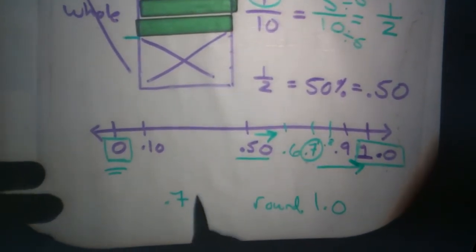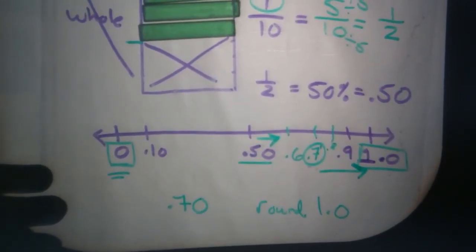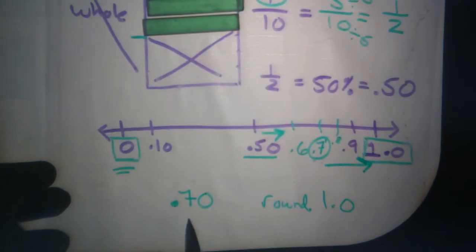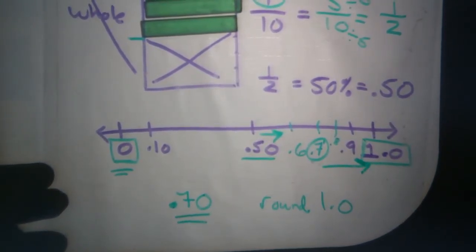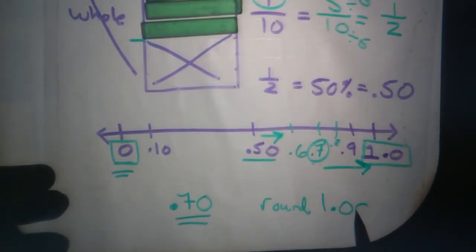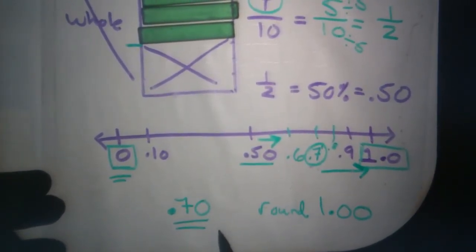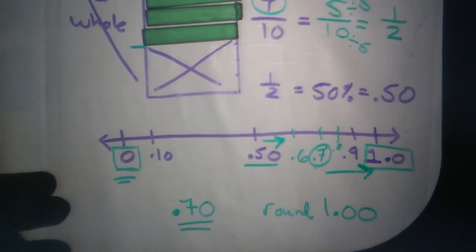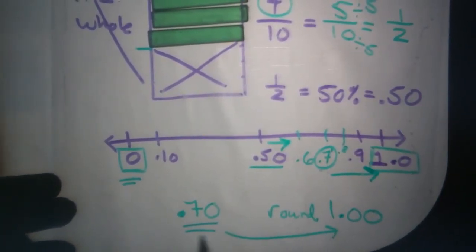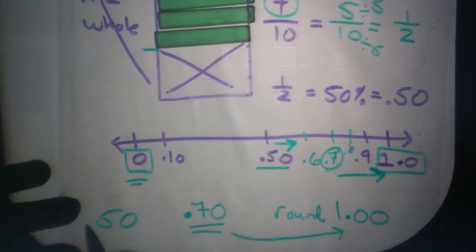If we were to round 0.7, think of this as money. You could put the 0 behind it. Think in money. This would be 70 cents. We could say this is $1. So 70 cents is still less than 1 whole, but it's closer to 1 whole than 50 cents is.